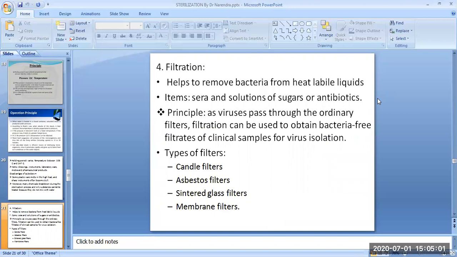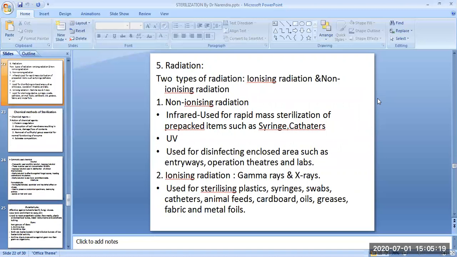Now, filtration helps to remove bacteria from heat labile liquids like serum, solutions of sugar, and antibiotics. Various types of filters are used: ordinary filters, candle filters, asbestos, sintered glass, and membrane filters. Now radiations. There are two types of radiation: ionizing radiation and non-ionizing radiation. Non-ionizing includes infrared, UV, and other rays. Ionizing radiation includes gamma rays and X-rays.